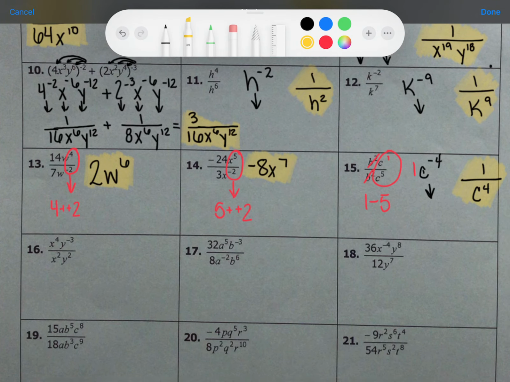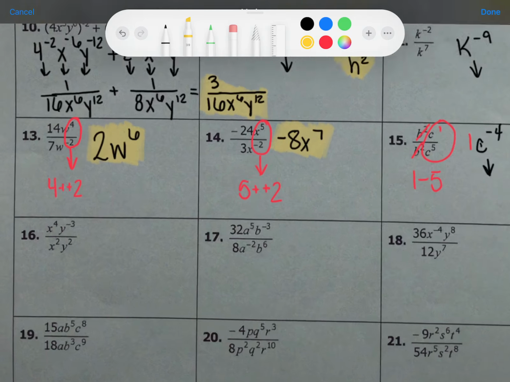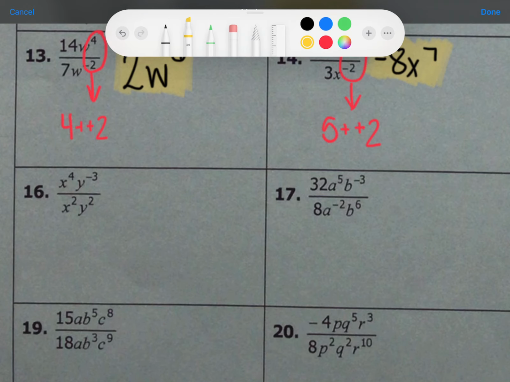Number 16, try that one. Subtract your x's, subtract your y's. If you end up with any negatives, move them. Subtract your x's, subtract your y's. Move any negatives after you're done.